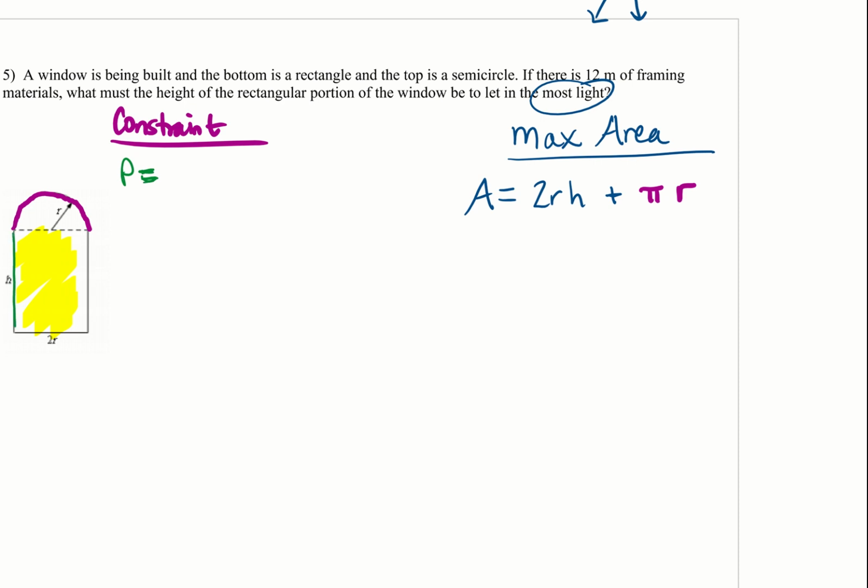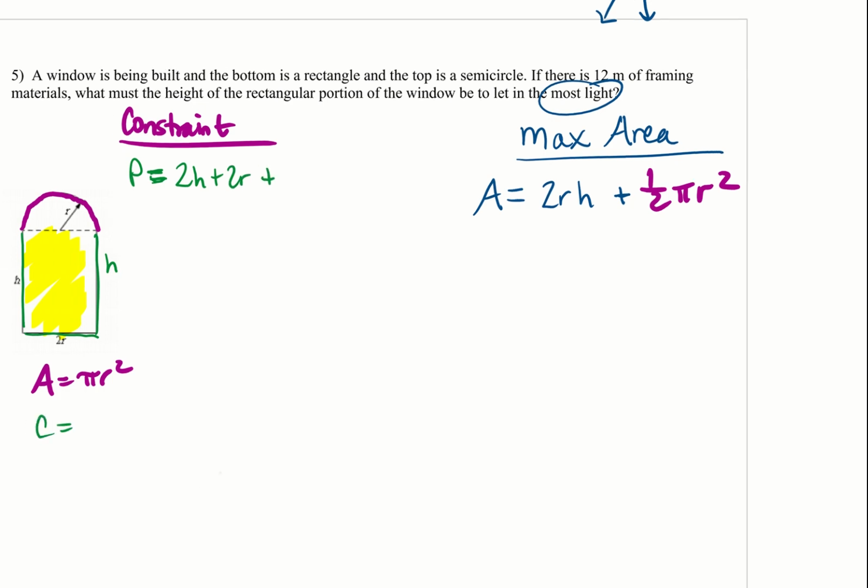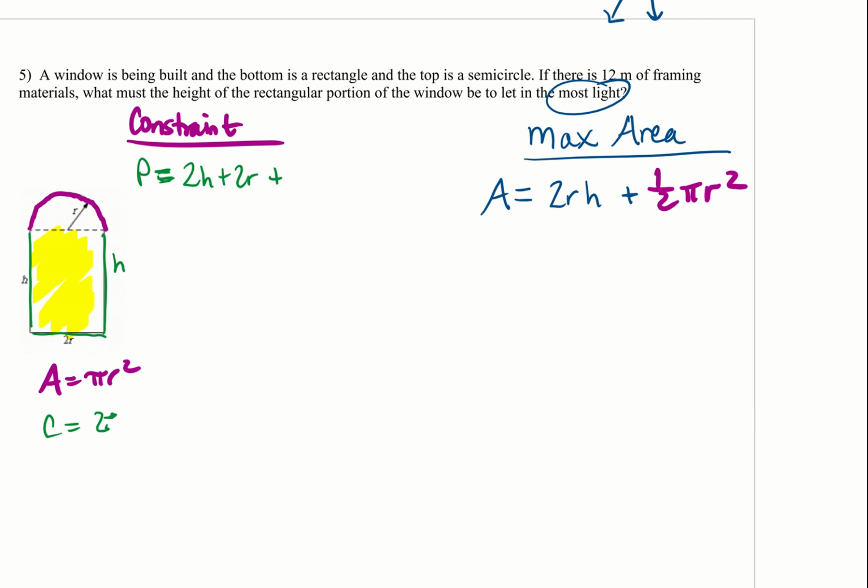So I would use an h, a 2r, and another h. Ooh, this area is wrong. That is not area. Area of a circle is pi r squared, and I want half of that. There we go. All right, the perimeter for this guy. For the rectangular portion, I'm using 3 sides, which would be h twice, and then the 2r at the bottom. And then the circumference of that entire circle is 2 pi r, but I only want to go around half of the circle since it's a semicircle, so plus pi r. And that perimeter is 12 at the most.